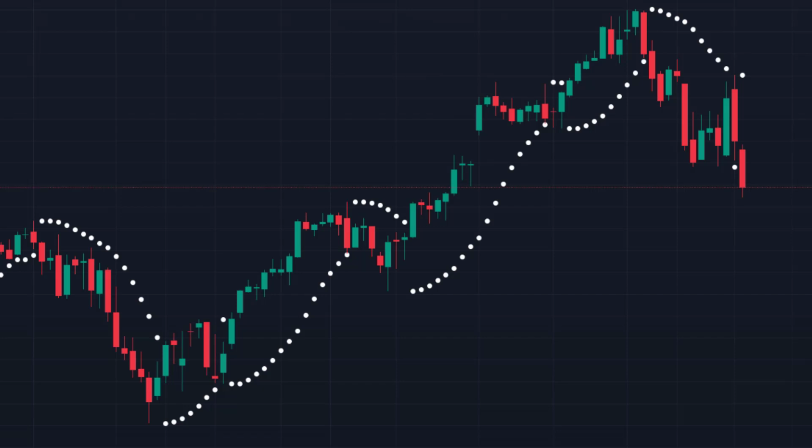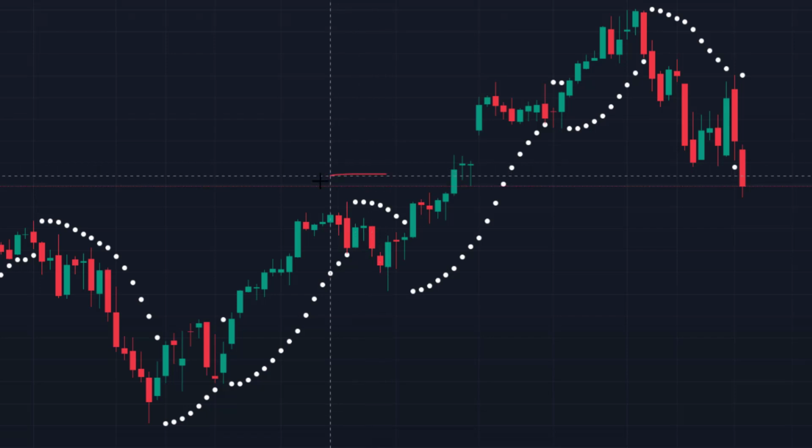We'll look at that in a minute, but essentially each one of those dots is the SAR part of the equation, stop and reverse. So each one of those is a potential stop and reverse point. The parabolic comes from the shape that the dots produce, a bit like a parabolic curve. So putting it together, parabolic stop and reverse. Each one of those points has the potential to reverse from where it is. Now, dots under the price data, that's a bullish trend, and dots above the price data, that's a bearish trend, as you can clearly see there in some of those examples.